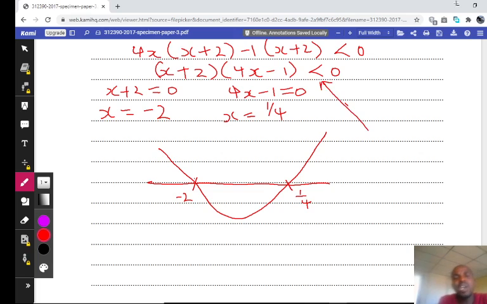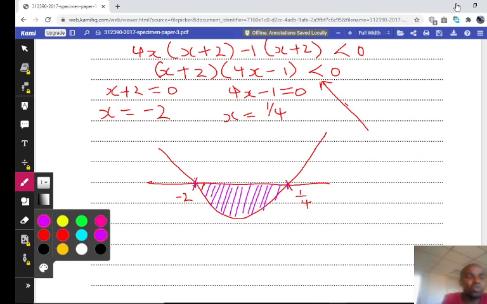If it's less than, what we need is the area that is below the x-axis. If it's greater than, then we want the values that are above the x-axis. But in this case, it's less than, so it means we want the region that is below the x-axis, which is this region. Let me shade the region that you want. This is the region that you want. So the solutions lie from this part to this part, which means from -2 to a quarter. That will be the solution.